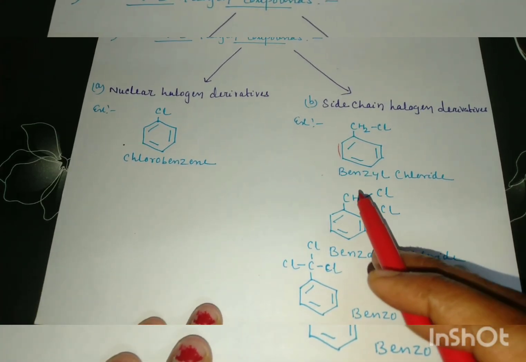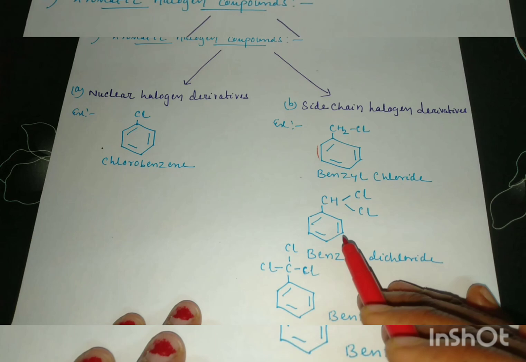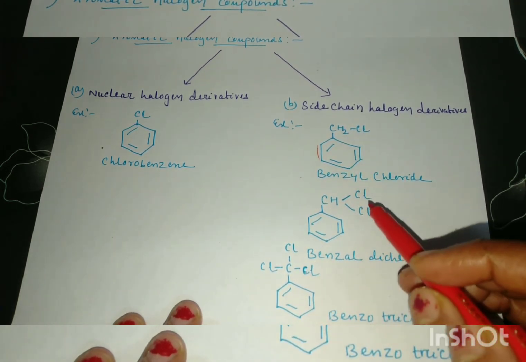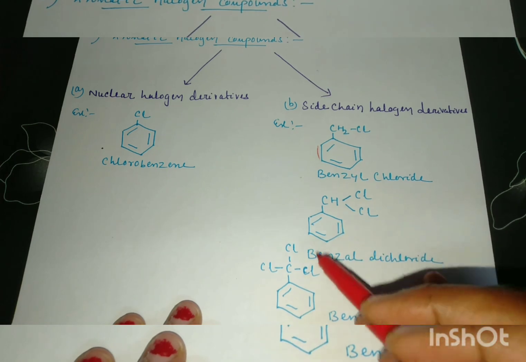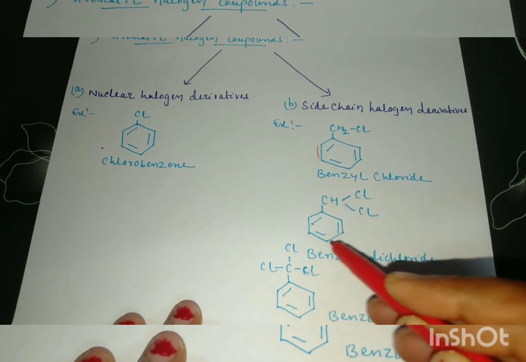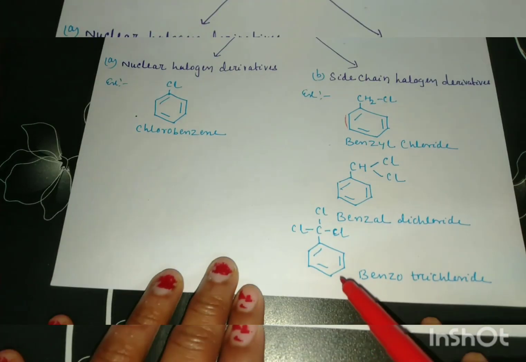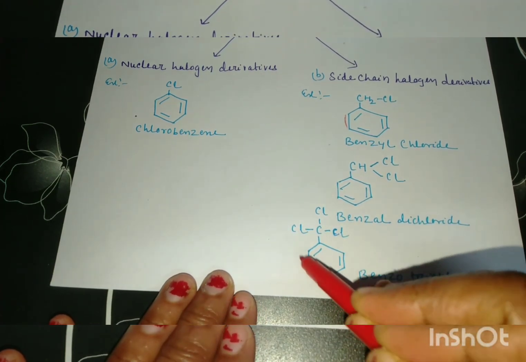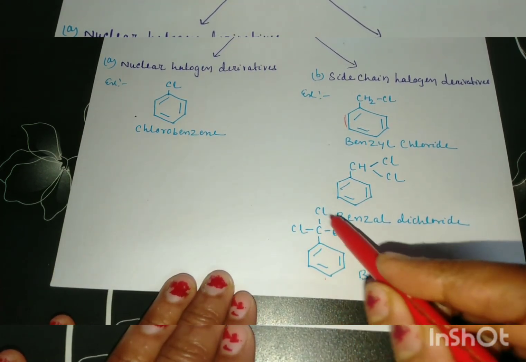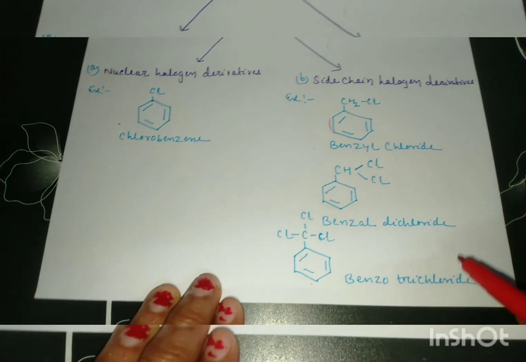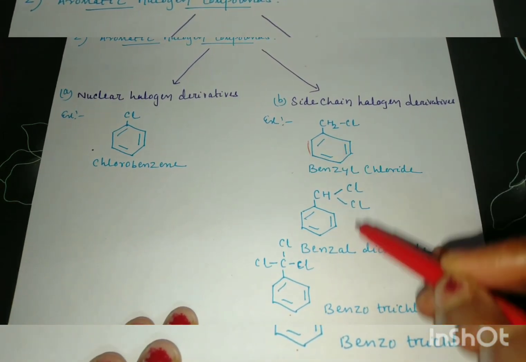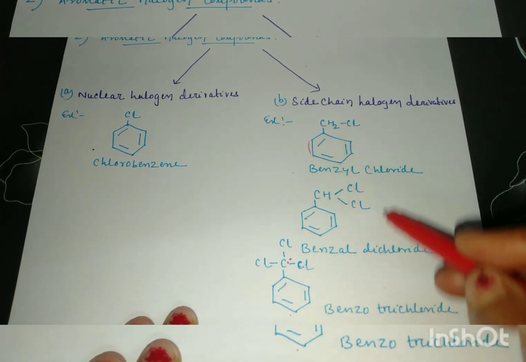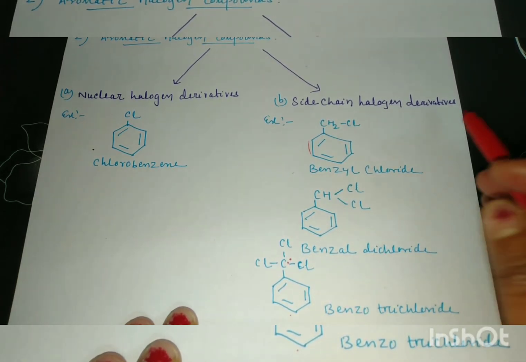Another example of a side chain halogen derivative is benzyl dichloride. If another hydrogen is replaced by chlorine, the whole group is benzal, and this is benzal dichloride. Similarly, when three hydrogens are replaced by three chloro groups, the whole group is known as benzo, and it is benzotrichloride. All the halogens are attached to the carbon atom which is directly attached to the benzene ring, so they come under side chain halogen derivatives.